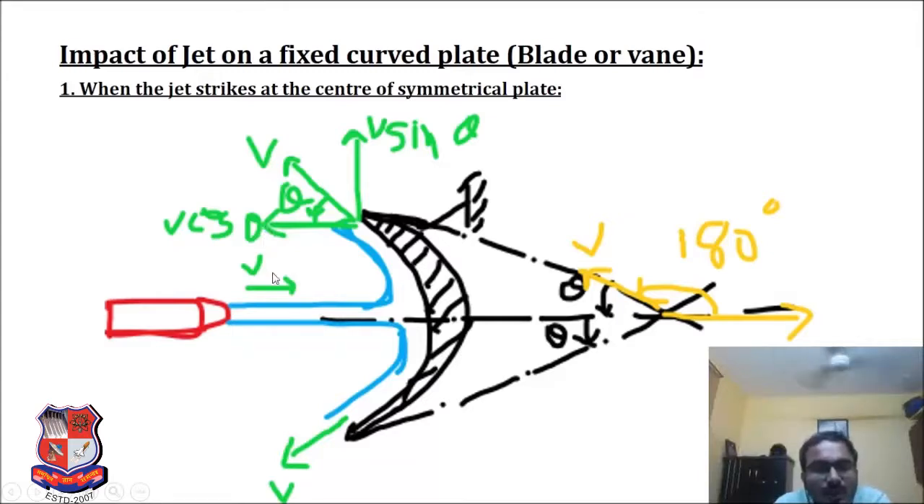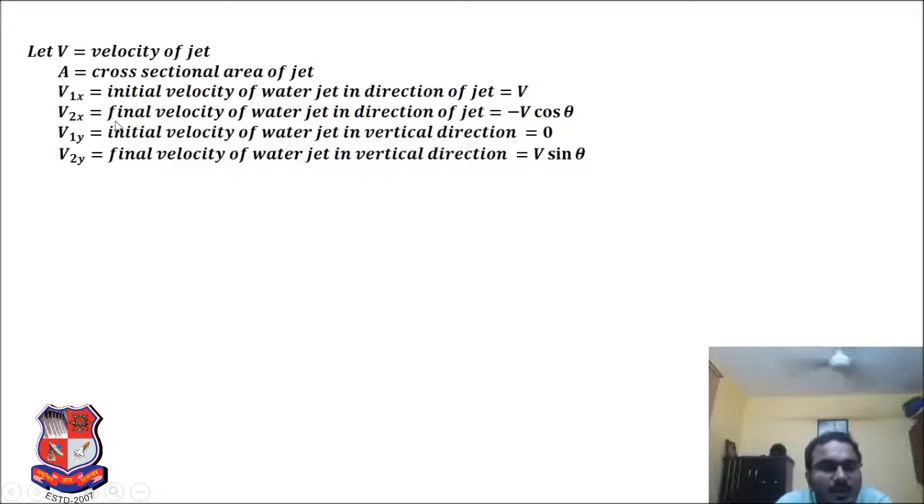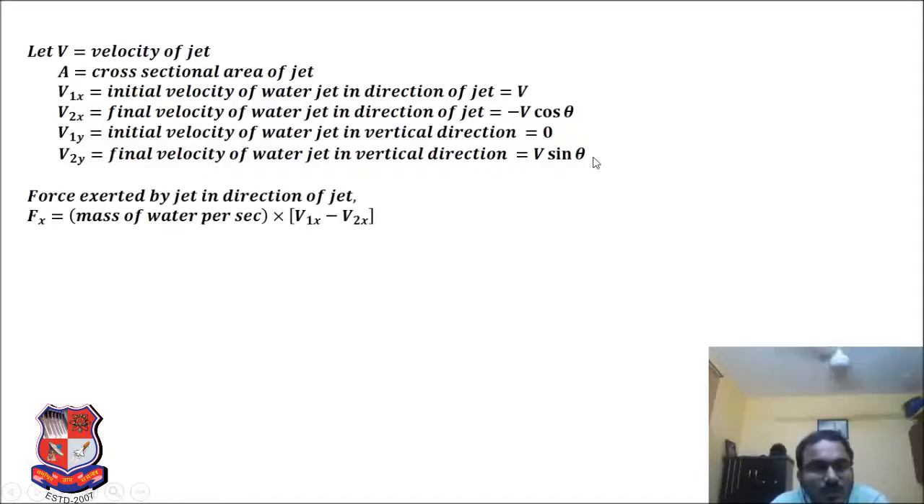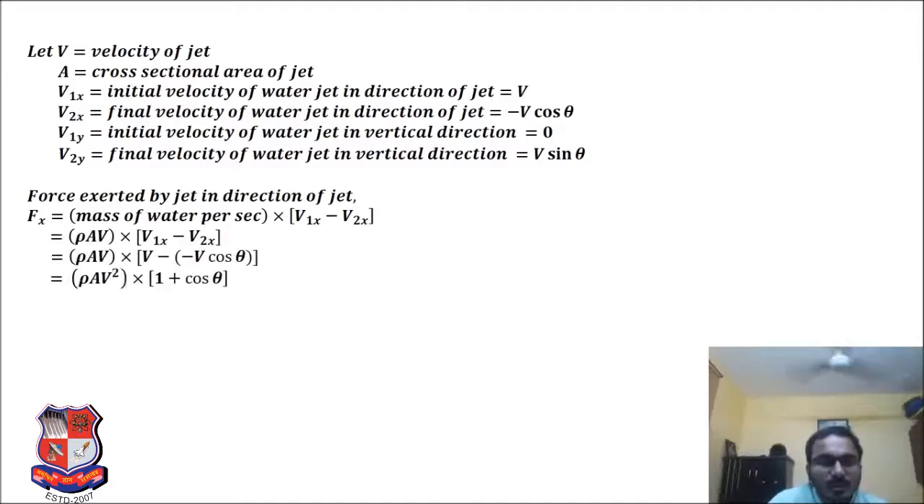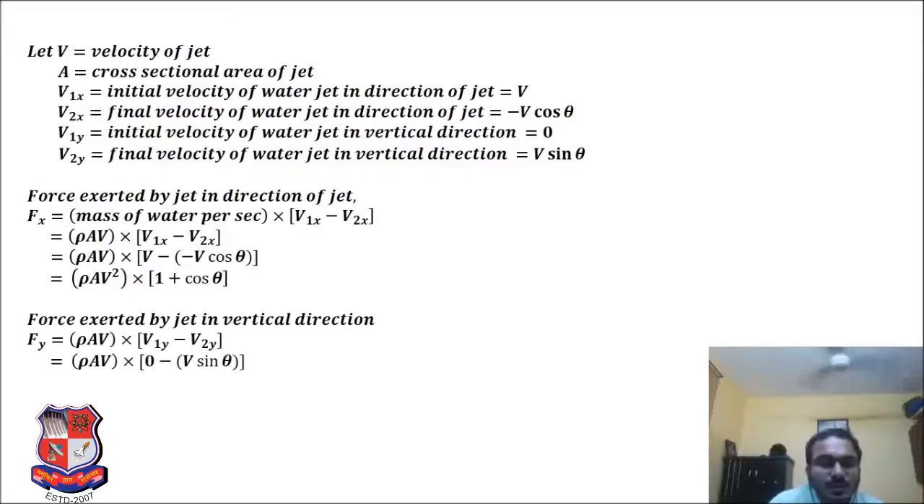And if you see, as far as vertical components are concerned, the initial velocity does not have any vertical component. However, the final velocity has a vertical component, v sin theta, and that will be observed in the nomenclature also. That is, the initial velocity of the water jet in the vertical direction is 0 and the final velocity component is plus v sin theta. So this is the formula for force exerted by the jet in the direction of the jet, and we can simply derive it, and similarly for vertical also we can derive it. Okay, so this is the case when the jet strikes at the center of the symmetrical plate.